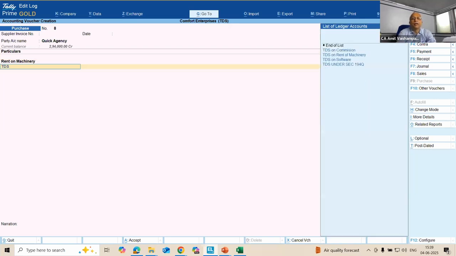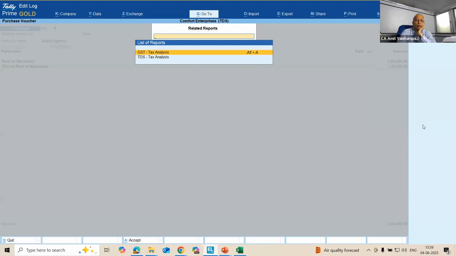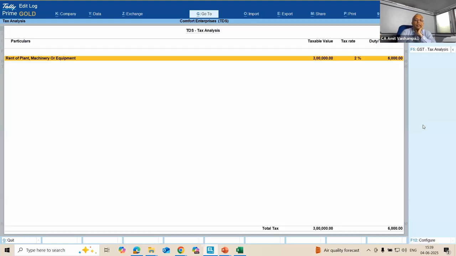I'm selecting the TDS ledger, TDS rent on machinery. Once I selected the ledger, the system calculated this particular value of TDS on its own. I can click on related reports, go to TDS analysis report, and check whether the TDS analysis is correct or not. In this case, it is showing me that the TDS analysis is correct.